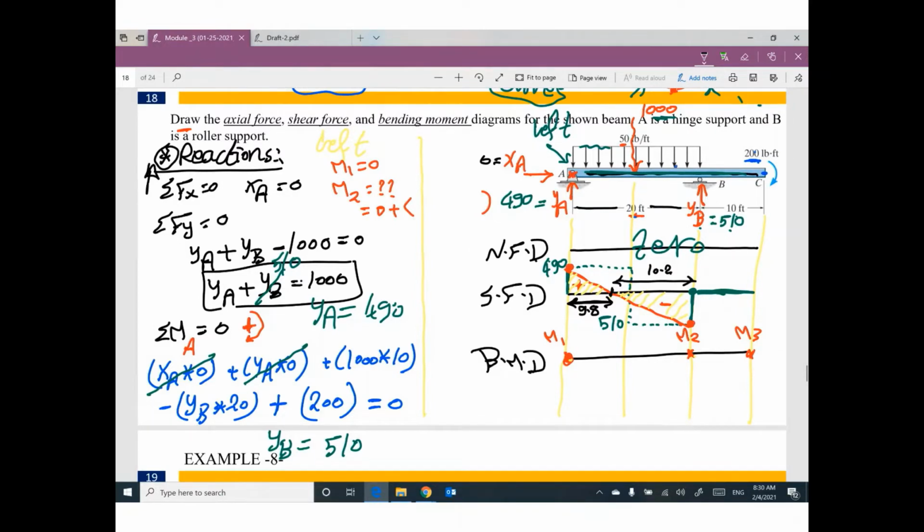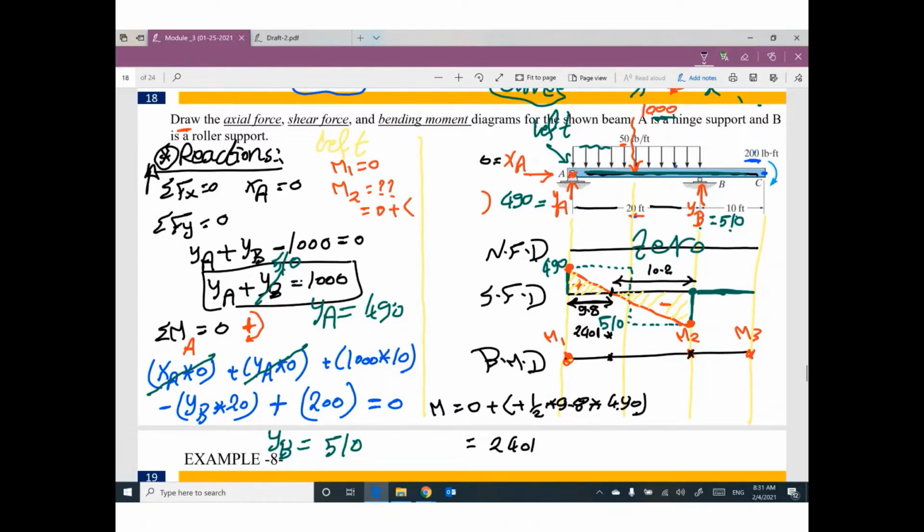If you would like to get the value of moment here, this moment equals previous value 0 plus area of shear between the 2 points. We have this triangle, which is positive 1/2 times 9.8 times 490. This moment will be 2,401. So the value here is 2,401 positive.